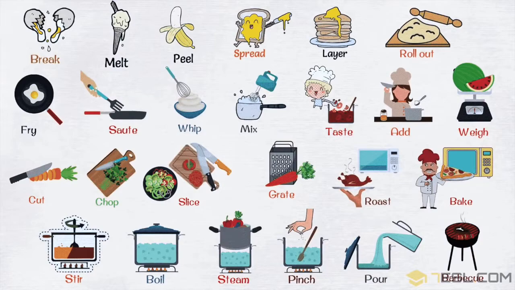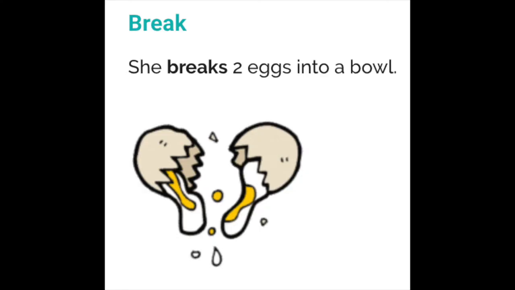Saute. Okay, whip, mix, taste, add, weigh, cut, chop, slice, grate, roast, bake, stir, boil, steam, pinch, pour, barbecue. And when you read, please pay attention to the ending of the verbs. Okay, for example, the X sound, the T sound, and P sound, pay attention to those. So now we are going to take a look at more examples.